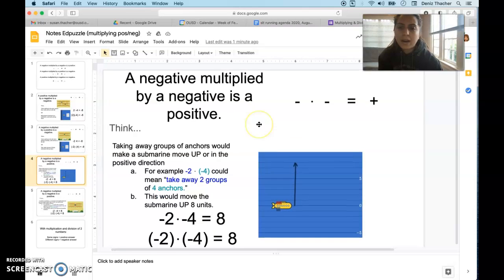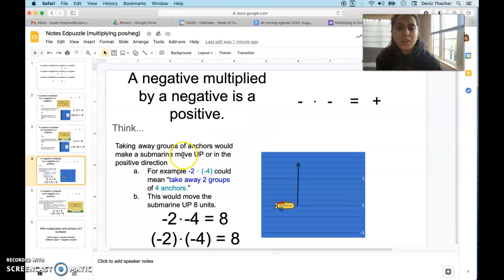So let's first think about it with the submarine. If we think about taking away groups of anchors, that would make the submarine move up, or in a positive direction. So for example, if we take -2 times -4, this could mean or translate into take away 2 groups of 4 anchors. This would move the submarine up 8 units. So again, that's why -2 times -4 would equal 8. You're taking away those anchors, making that float.